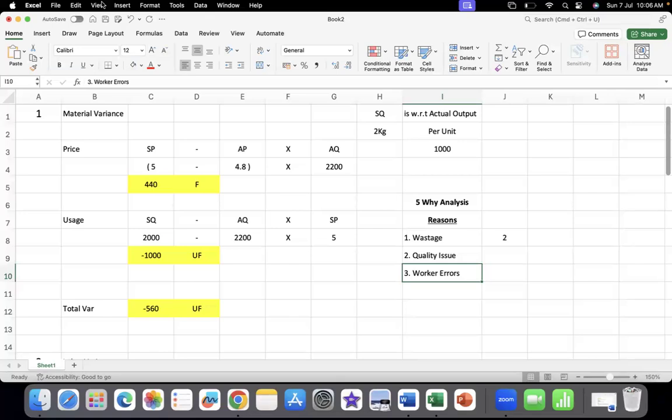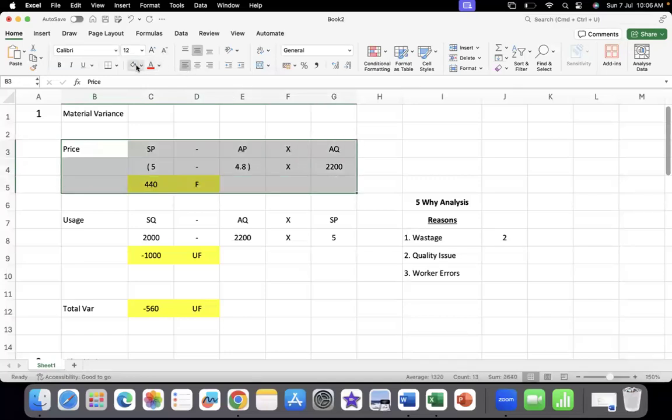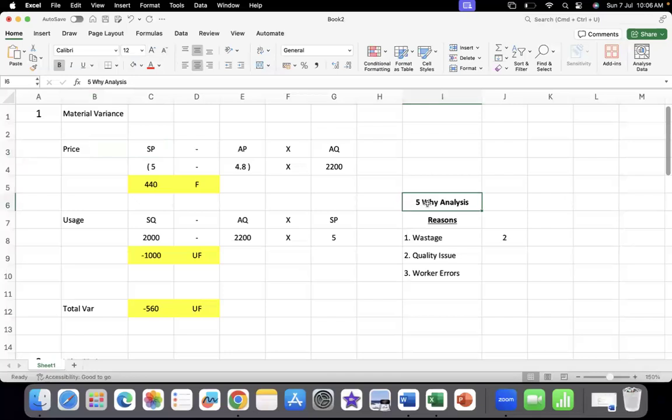Now, what do you think as a management accountant? Will you be analyzing this as well? The price variance. The first question is, should you be analyzing it? The second question is, how will you analyze it? The price variance says the standard rate was 5 and you ended up paying 4.8.